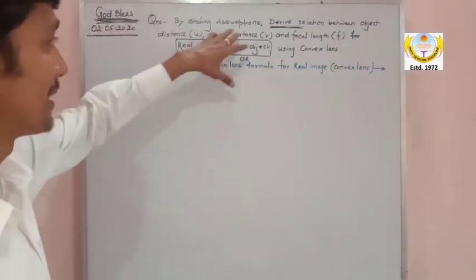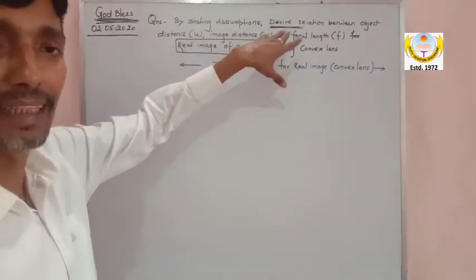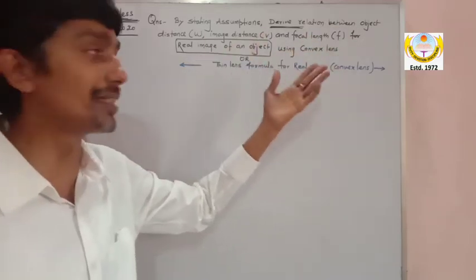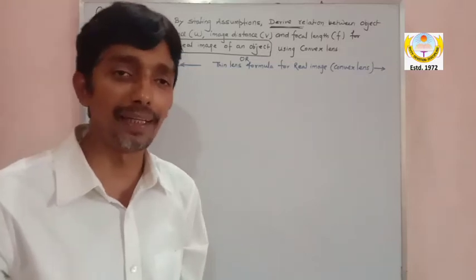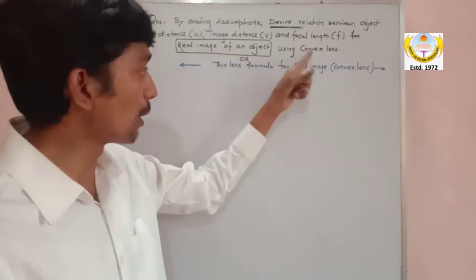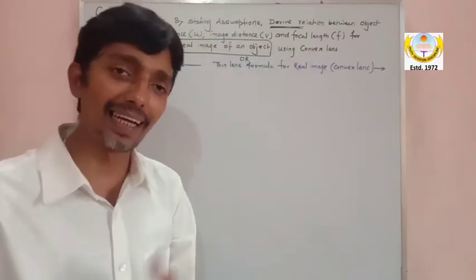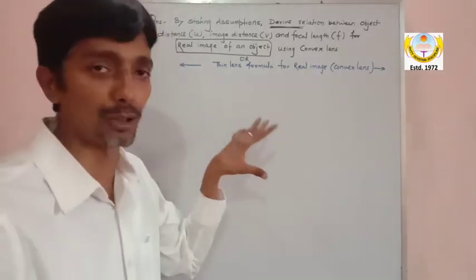So here, by stating assumptions, derive the relation between object distance u, image distance v and focal length f for a real image of an object using a convex lens. In the question, there can also be a request to derive the same formula using a convex lens for a virtual image. At the end, again I will give you the diagram. You have to derive it yourself by looking at this topic.